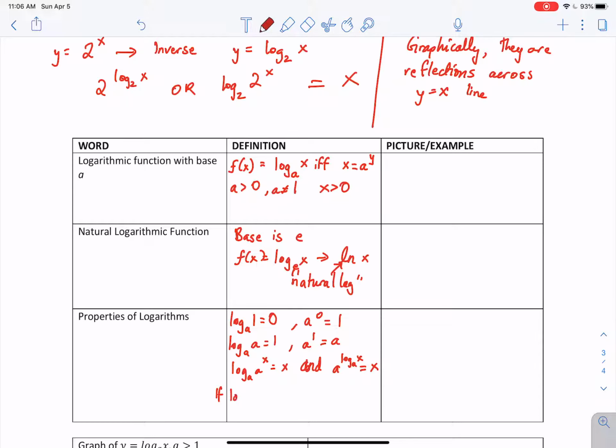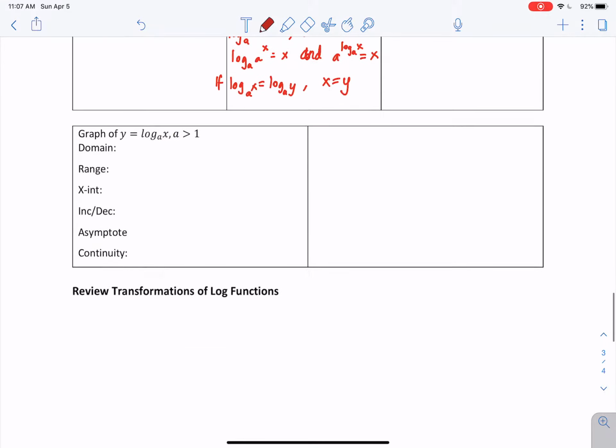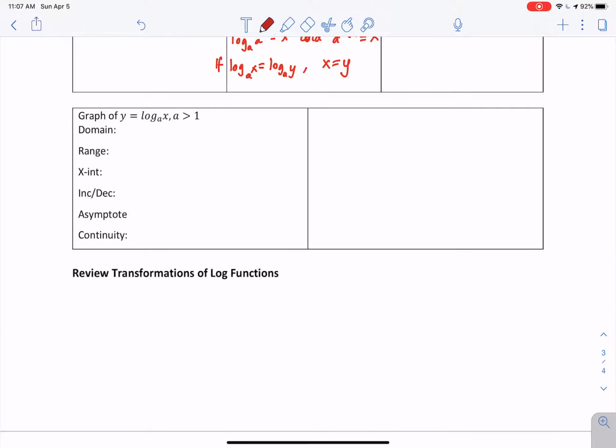And if log base a of x is log base a of y, then x has to equal y. This is the one-to-one property. For things to have inverses, they have to be one-to-one functions. So we know that if you take the log of some number and it equals the log of a different number, then those numbers have to be the same number. Again, those are all in your textbook as well.